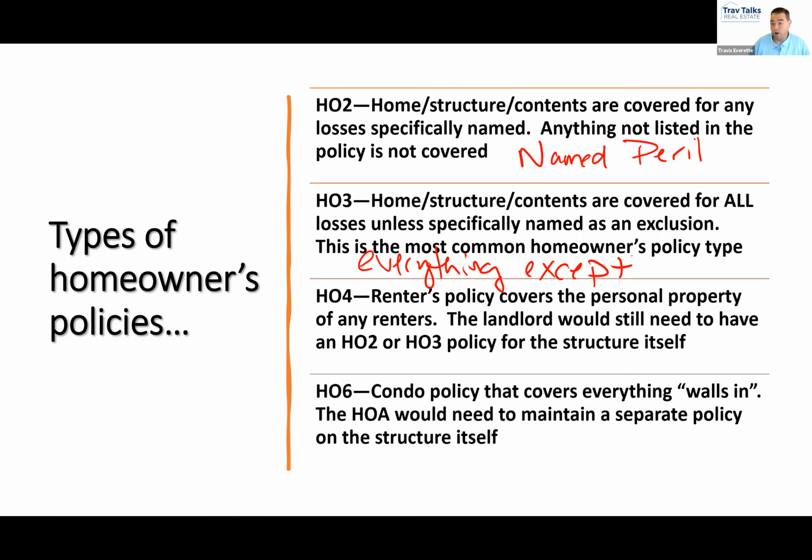Renters policies are HO4 policies. These just cover personal property. They don't cover the structure at all. The landlord, the owner, would still need to have a regular HO2 or HO3 policy for the structure, but the tenant would get the renter's policy.